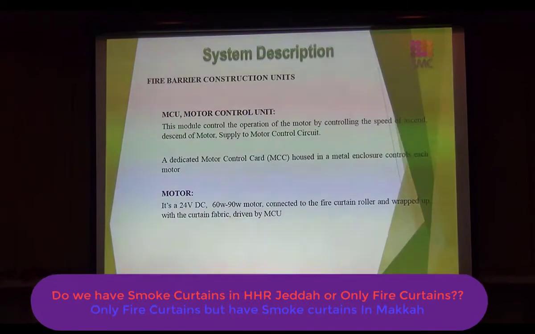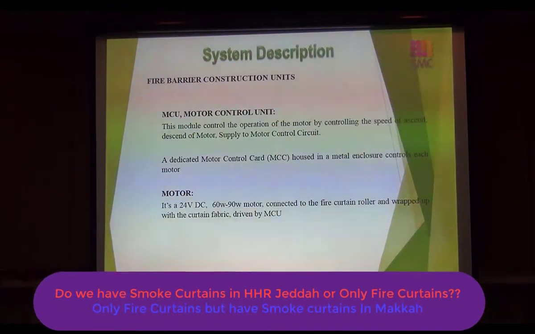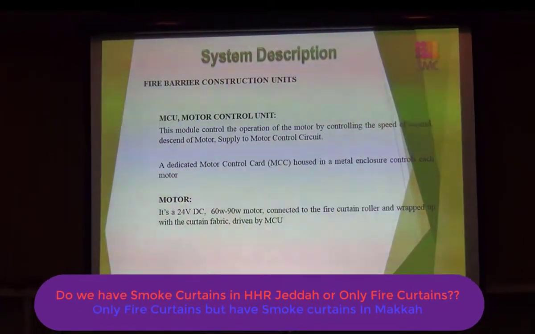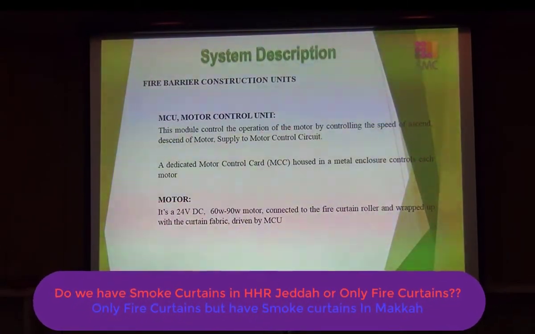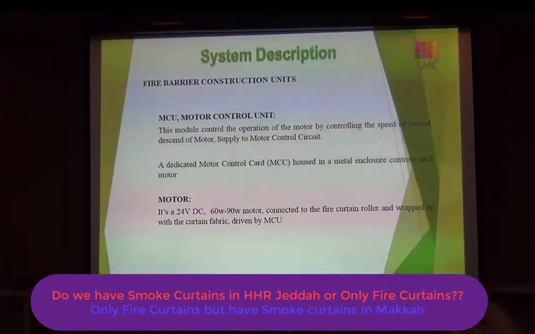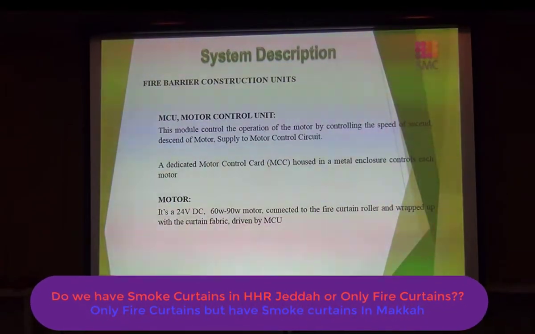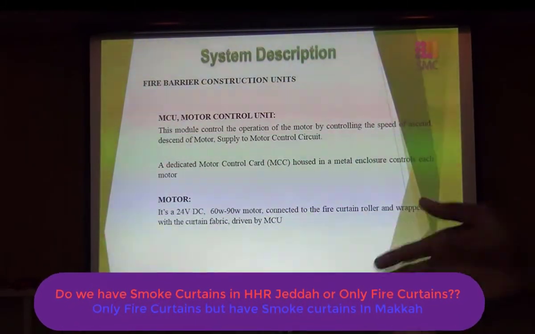Here, only fire curtains. We have some in Makkah. For Jeddah and Cairo, these are 96 fire curtains only. In Medina and other places we have smoke curtains as well. Fire curtains actually do both jobs. They contain the fire and they also stop the smoke. And the smoke curtain is basically, as you mentioned, to direct the smoke and contain the smoke.